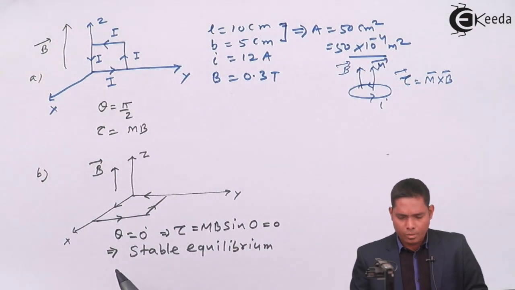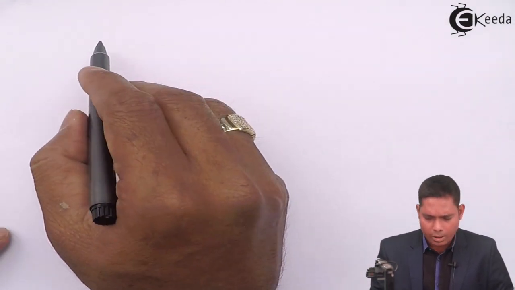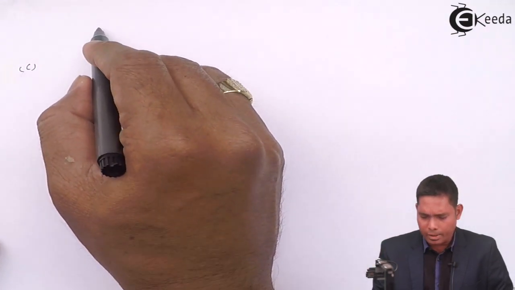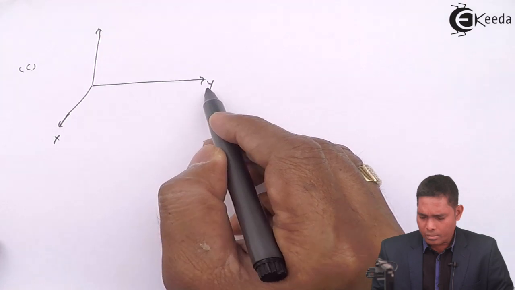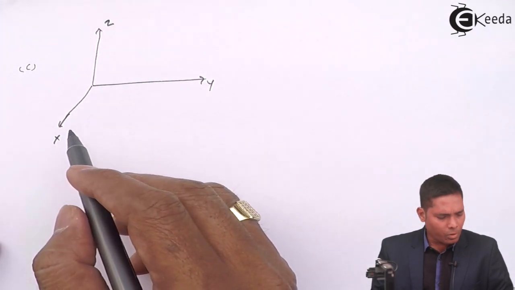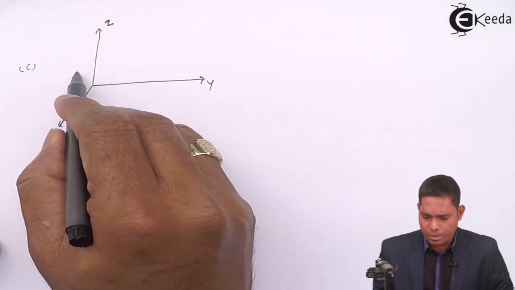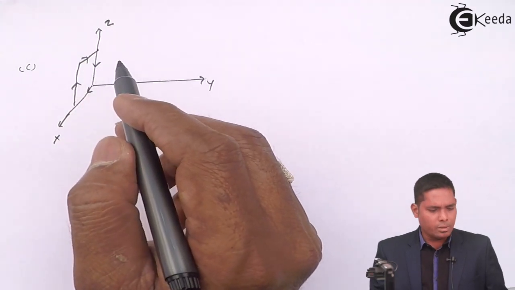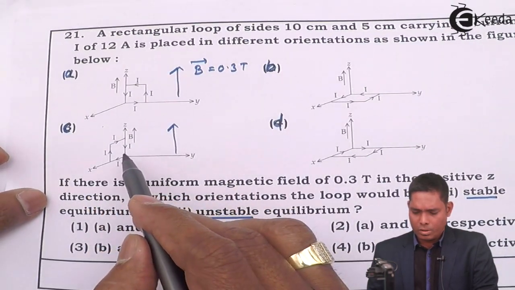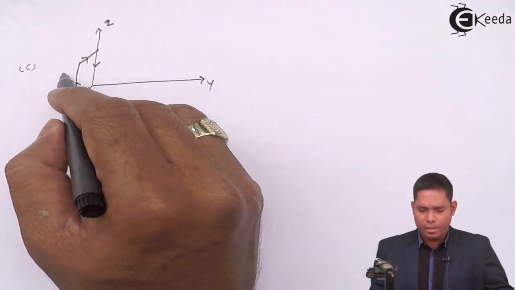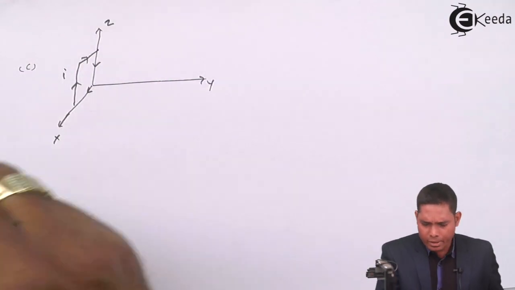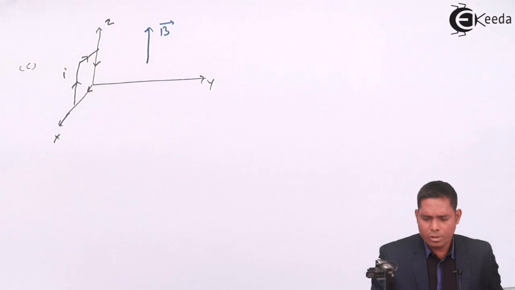So now I have to see that the diagram C is like this. This is again X, this is Y, and this is Z, and the coil is placed in the XZ plane. So now this coil is placed in this plane and the current is clockwise. You can see here this is the situation. It's clockwise and the current is I in this direction. And again B is always in this direction, B is not going to change.